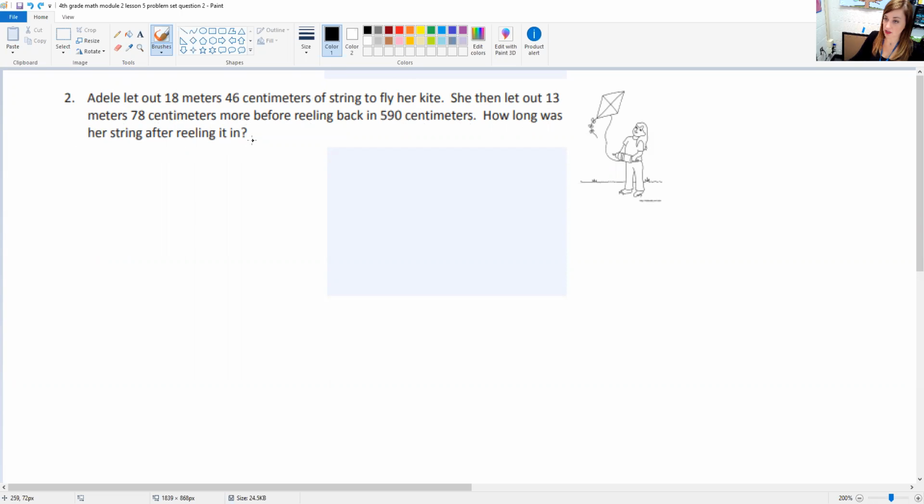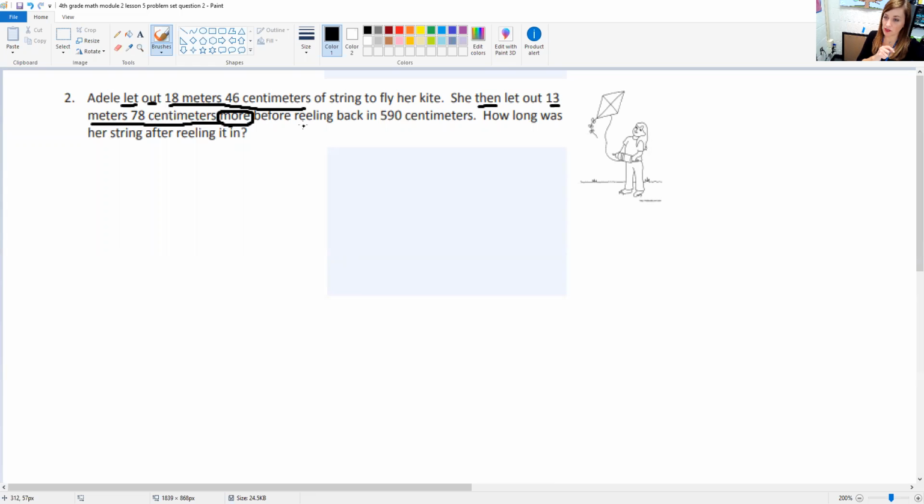So let's first underline the important part. Adele let out 18 meters, 46 centimeters of string to fly her kite. So we know she let out 18 meters, 46 centimeters. You can imagine a kite and she's letting it out. Then she let out 13 meters, 78 centimeters more. More is a key word. You can imagine her with her kite. She let it out and then she let it out some more.